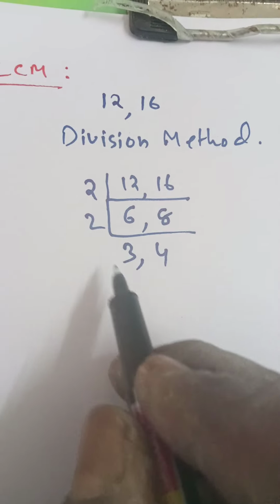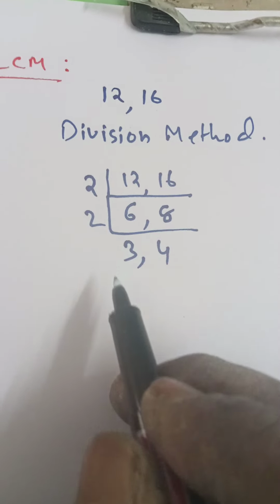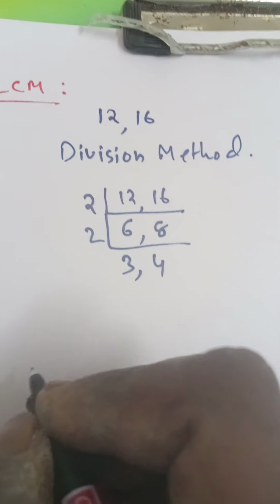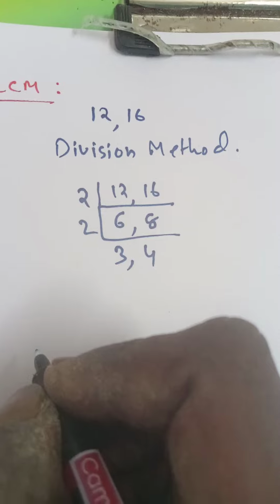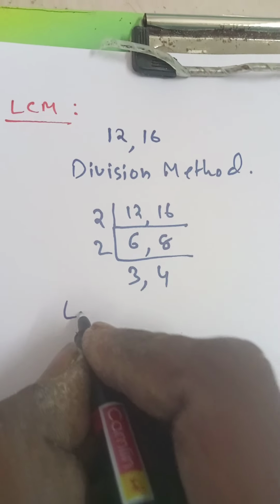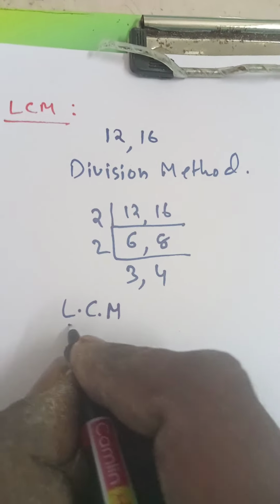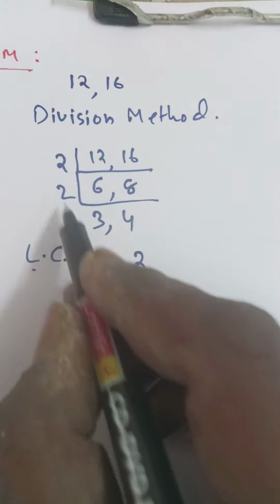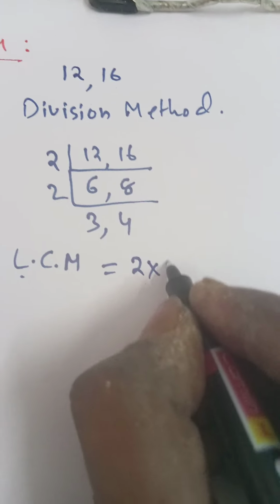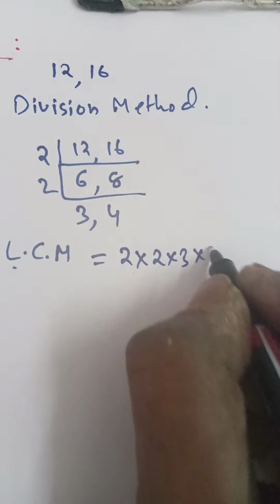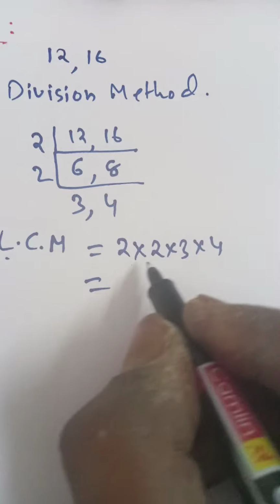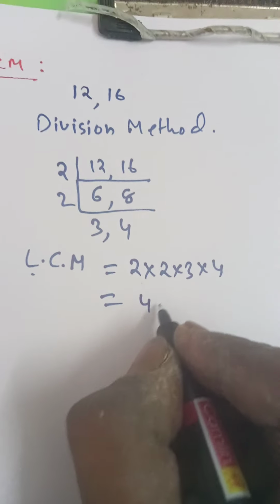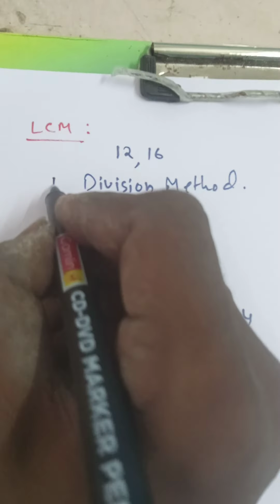So in the final step we got two numbers which are co-prime to each other. So we will stop the division here only. This division method we also call the synthetic division method. Right. So now what will be the LCM? LCM means least common multiple. Write the product of all the numbers here: 2 into 2 into 3 into 4. Their product becomes 2 4s are 8... 4 3s are 12, 12 4s are 48. This is the LCM. In the division method it's over.